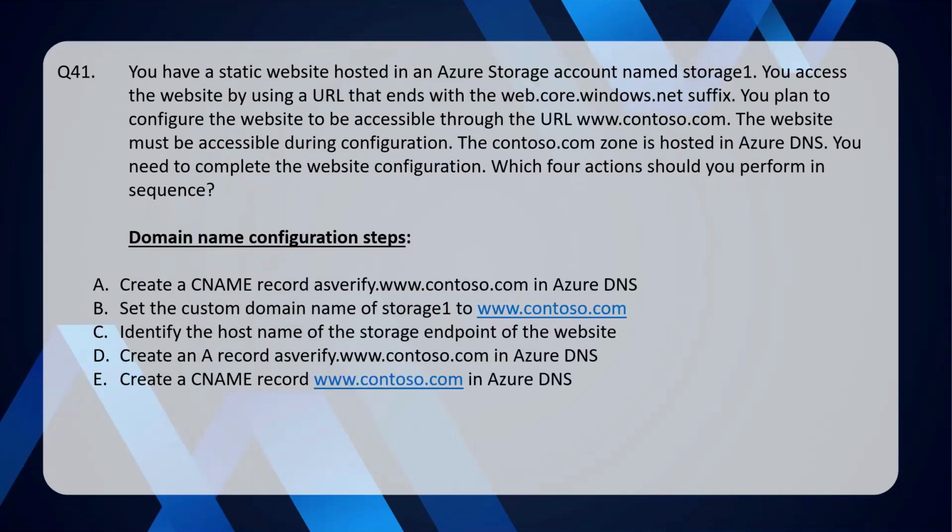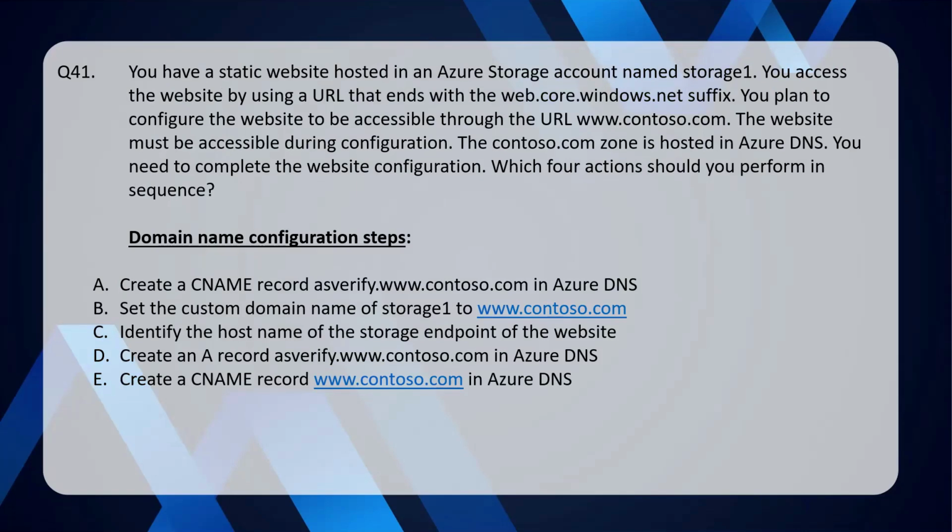You have a static website hosted in an Azure storage account named storage1. You access the website by using a URL that ends with the web.core.windows.net suffix. You plan to configure the website to be accessible through the URL www.contoso.com. The website must be accessible during the configuration. The contoso.com zone is hosted in Azure DNS. You need to complete the website configuration. Which 4 actions should you perform in sequence?